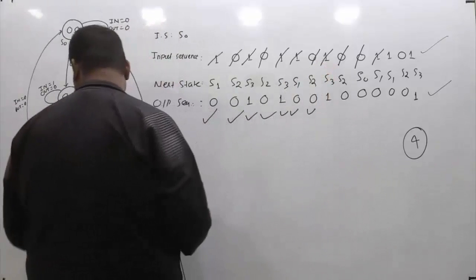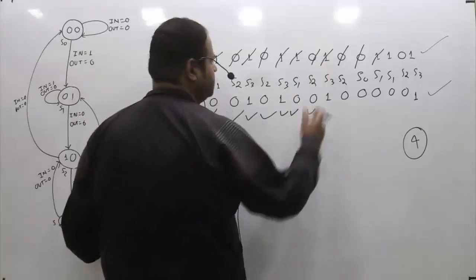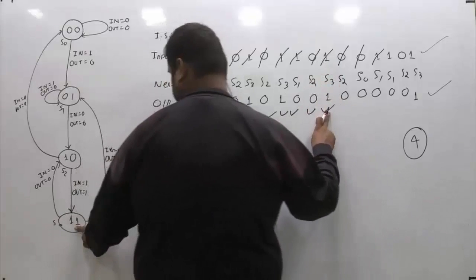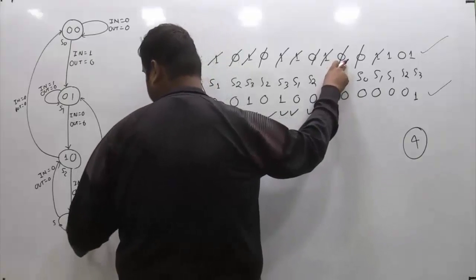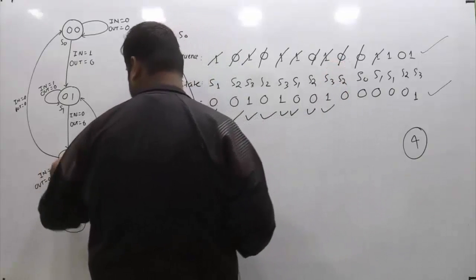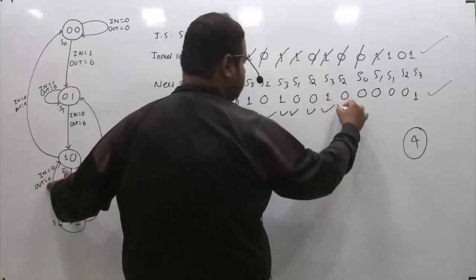So if you give the 1, it is coming to S3 with output equal to 1. So we reach S3. So you are at S3 now. Now you are again giving the input 0. So if you are at S3 and you give the input 0, you are moving to S2 with output equal to 0.